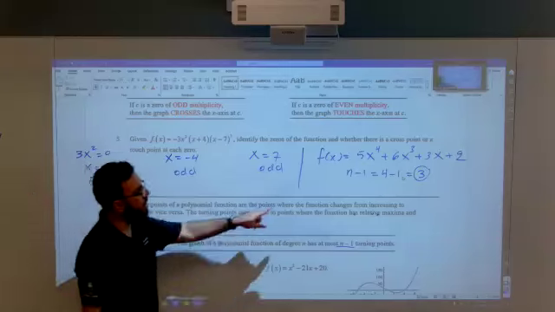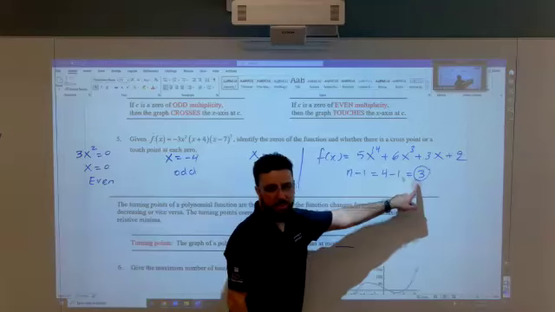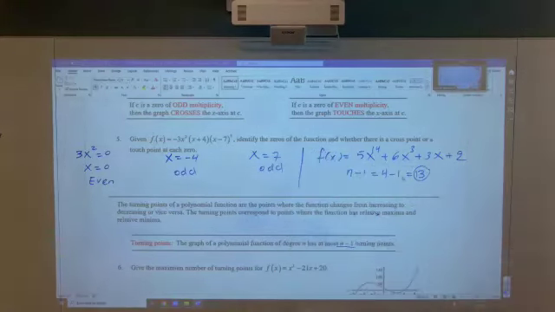If the highest exponent here is 14, how many turning points? 13. It will be 13 turning points. Is that okay? Okay. That's what they ask for an example.